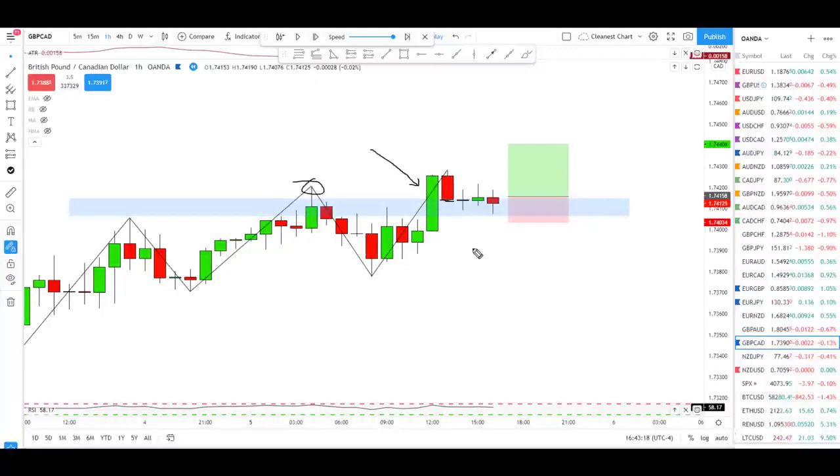I don't love seeing that. So whenever I see a situation like this where my conditions, the break of this previous resistance level, are not perfect because the next candle came back down into my zone, that's when I start looking for that most conservative entry. So that's exactly what I did here on the pound Canada.